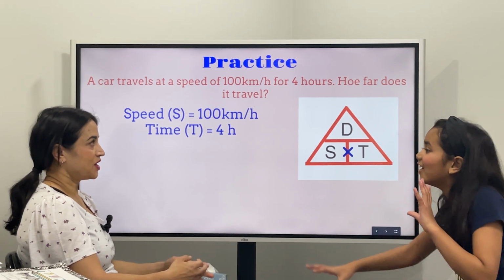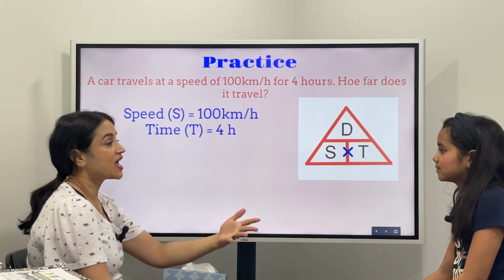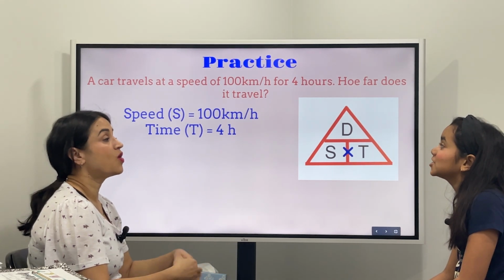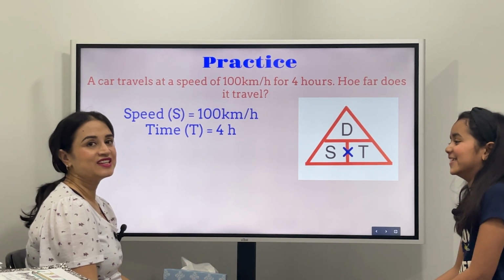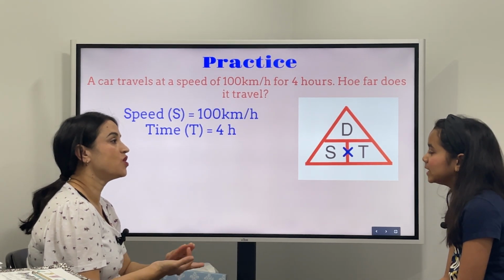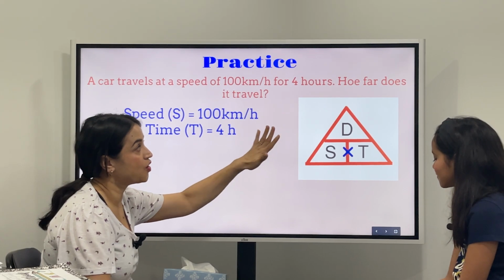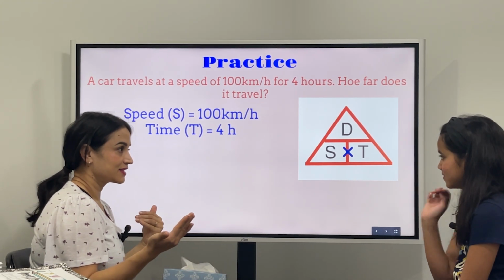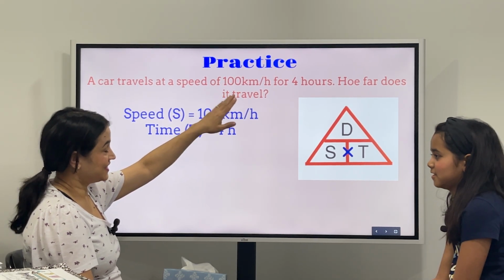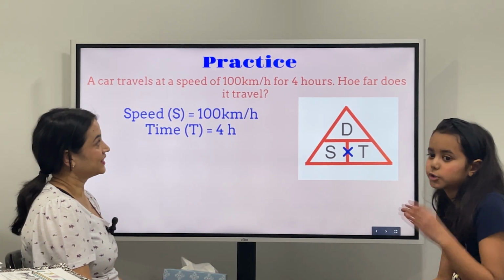Lina, can you please explain what we're trying to find out here? Speed, time, or distance? How far? So what does far mean? How far it travels. Be careful. Distance. So when you see how far does it travel, that means distance. For speed it'll be how fast, and time could be something like how long.